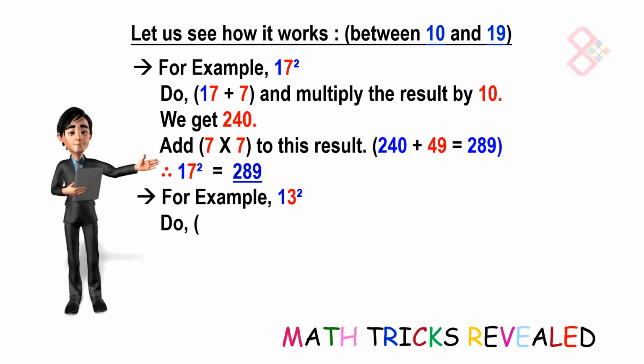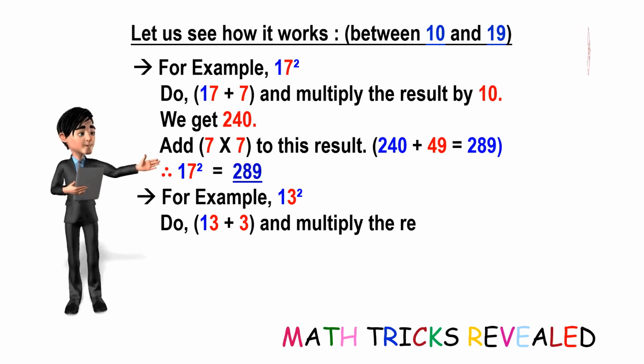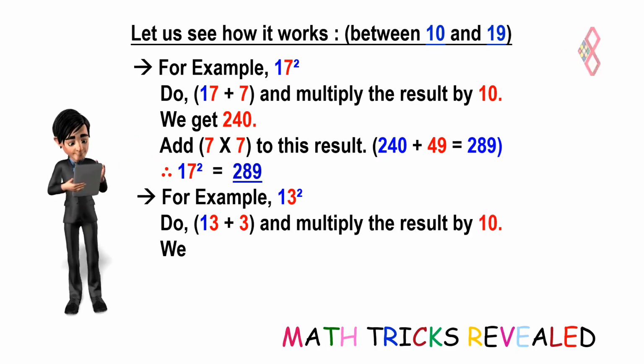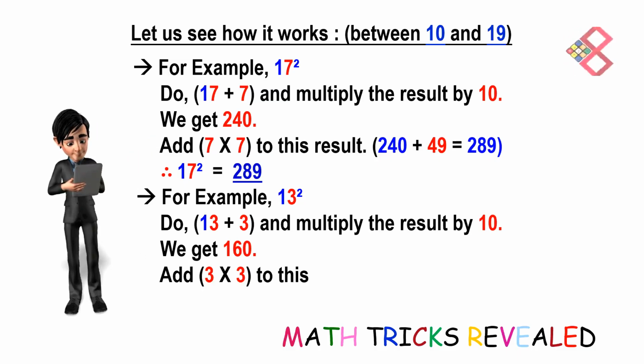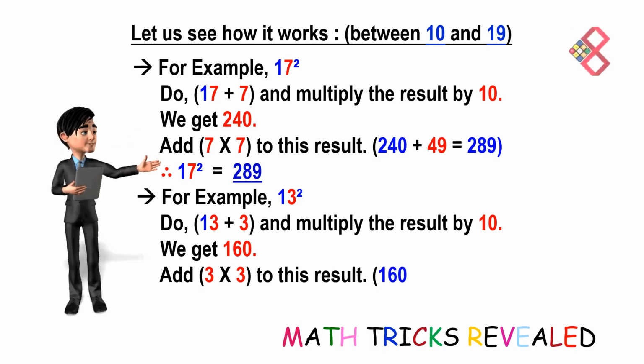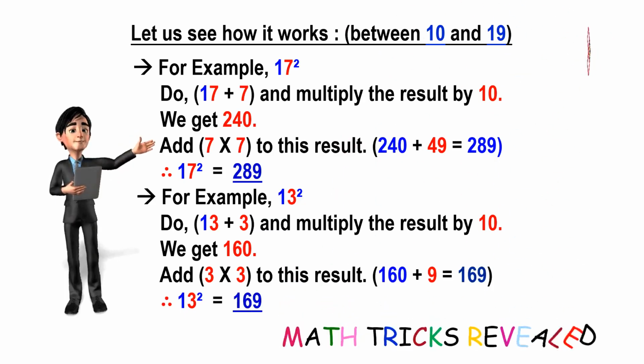For example, we take 13 squared. 13 plus 3 will give you 16. 16 times 10 will give you 160. Add 3 times 3 to this result. We get 160 plus 9 equal to 169. 13 squared is equal to 169.